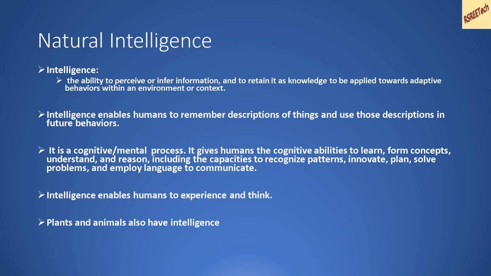It gives us humans the abilities to learn, to form concepts, to understand, to reason. We can also recognize patterns, we can innovate, we can plan, we can solve problems, and we can also employ language to communicate our ideas. So, intelligence enables humans to experience and think. Similarly, plants and animals also have some form of intelligence.